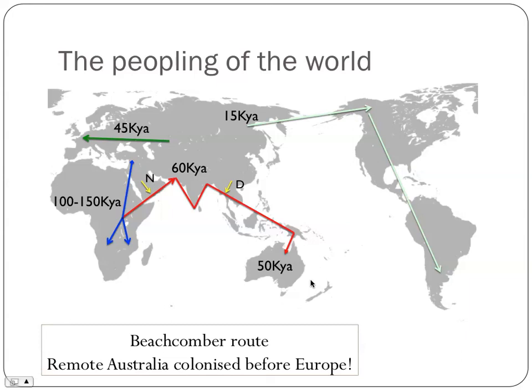And it's thought that they took what's now poetically called the beachcomber route. They just went along the coast and perhaps were living off of seafood and foraging, maybe fishing a bit and all that as they went along that route.